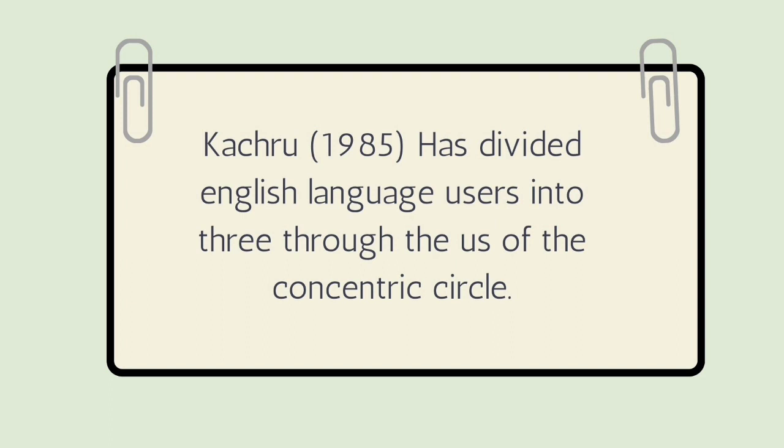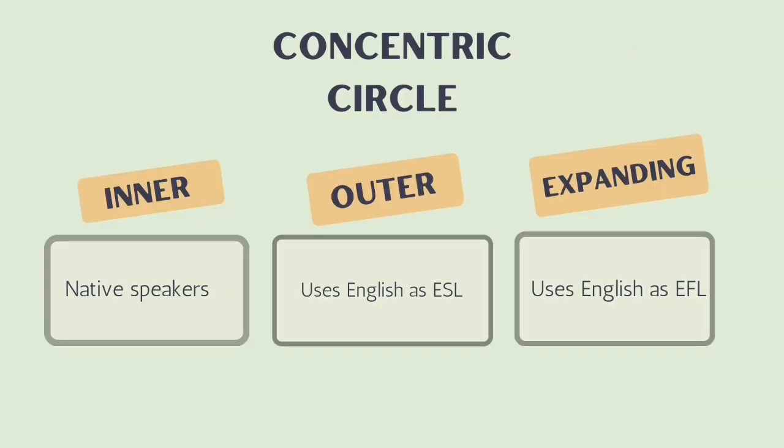In 1985, Kachru divided English language users into three groups through the use of the concentric circle. The first part of the concentric circle is called the inner circle, which is composed of the native speakers of English. The second part is called the outer circle, which is composed of the speakers who use English as their second language. The last part is called the expanding circle, which uses English as a foreign language and also uses English as their lingua franca.